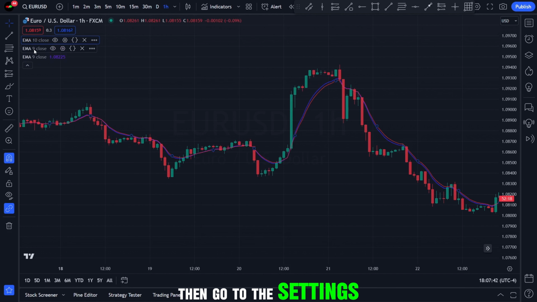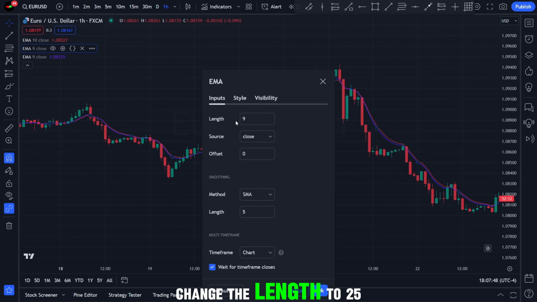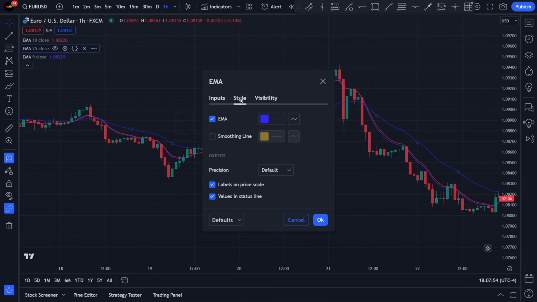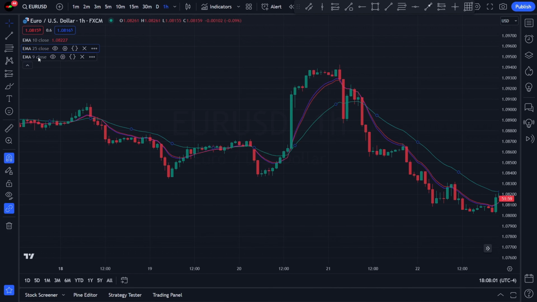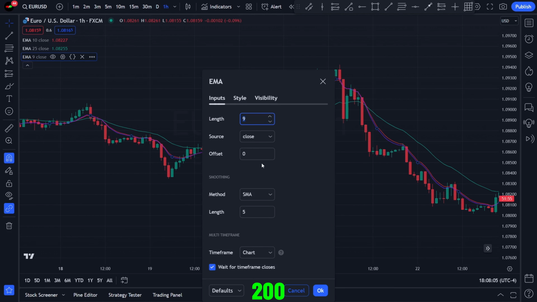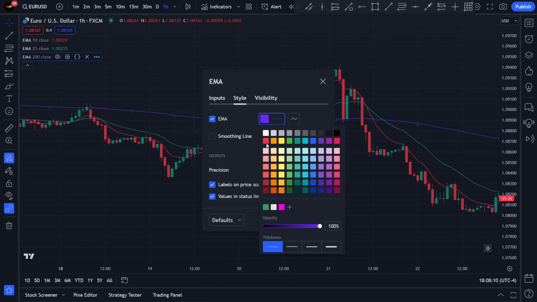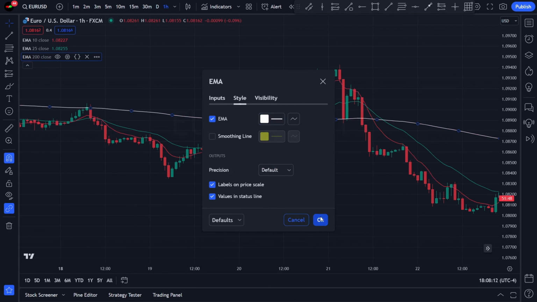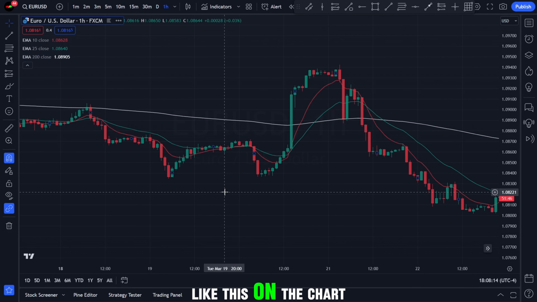Then go to the settings of the second one. Change the length to 25. And color to green. And finally, for the third one, you'll set the length at 200. And the color to white. Now your EMAs will look like this on the chart.